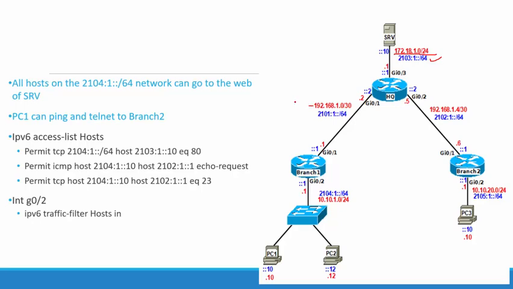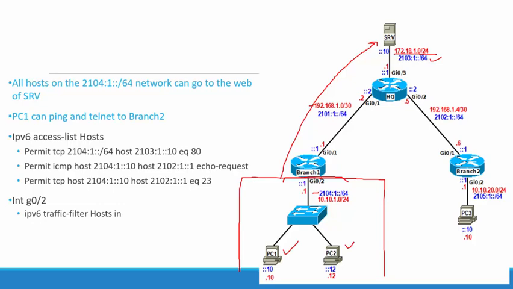With IPv4, we basically did the same thing that we're going to do here, which is that we took all hosts on this network here. When I had my bullet point before, it said all hosts on the 10.10.1.0 network can go to the web of SRV. Now we're looking at the IPv6 portion of this network. So now all hosts on 2104:1:: are still allowed. It doesn't matter if I use IPv6 or IPv4 on these hosts, they're still going to be able to get to the web of this server.